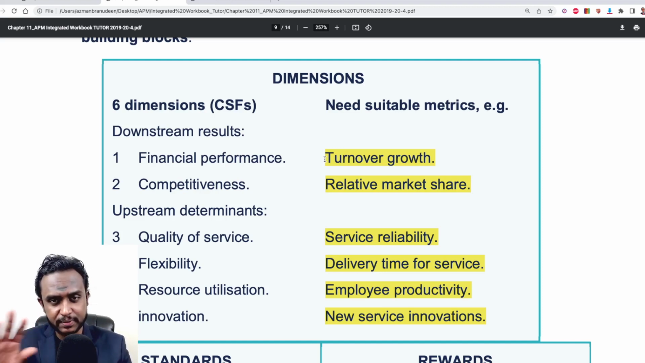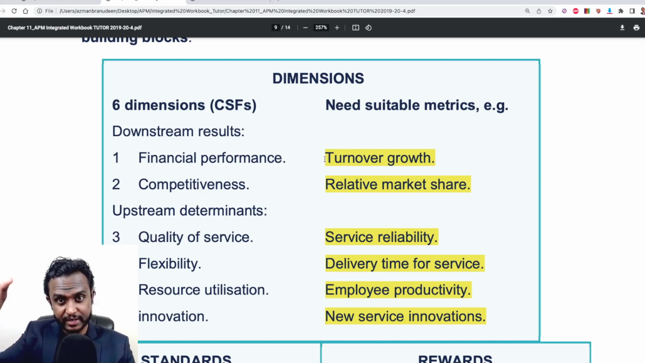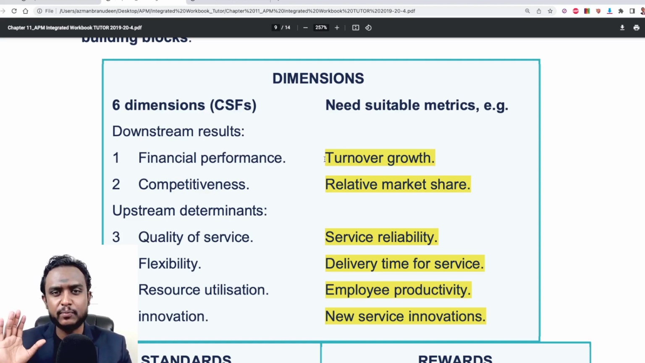The simple idea is this: if your quality of service is good, your flexibility is good, your resource utilization is good, and your innovation is good, which are the upstream determinants, it means that your downstream results, financial performance and competitiveness, will be good. That's the classification. So remember the six CSFs or six dimensions. Example KPIs have been given for each, which are quite straightforward, but you can come up with any KPI as long as it's relevant for your business.